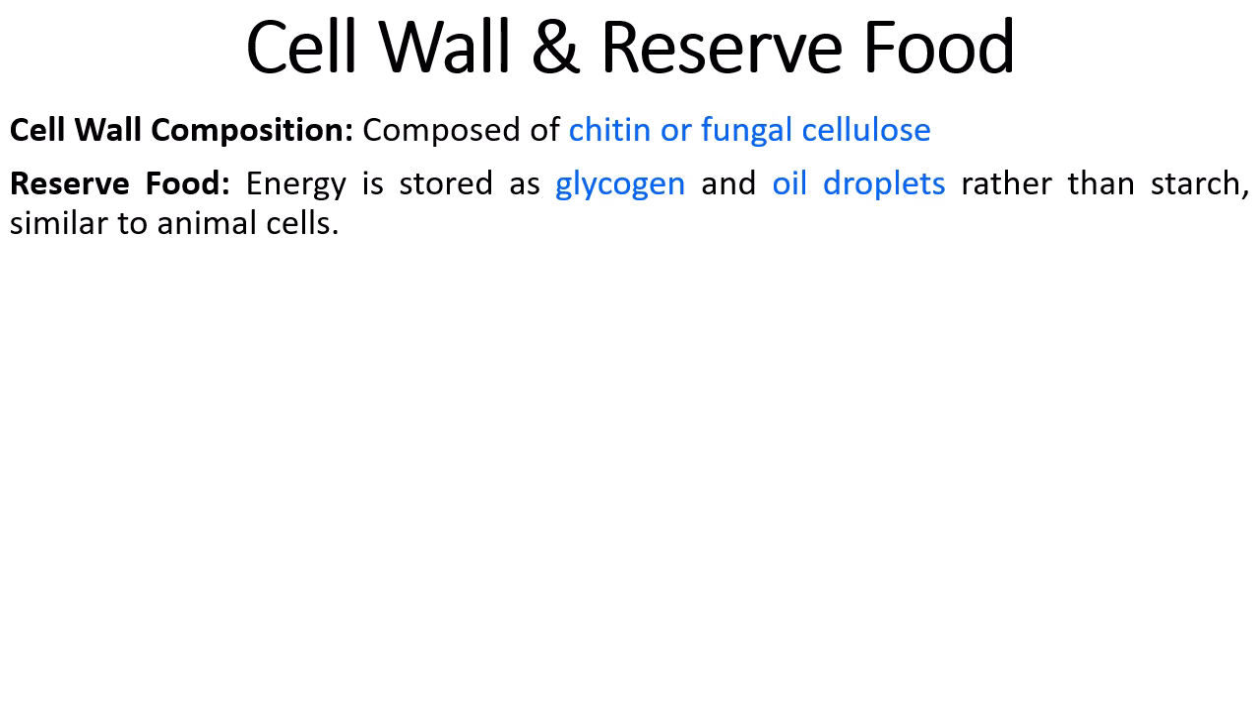The cell wall of fungi is made up of chitin or fungal cellulose, and the reserve food material of fungi is either glycogen or in the form of oil droplets. So it is stored in these forms inside the mycelium, and it is used by the fungus whenever the conditions are adverse.